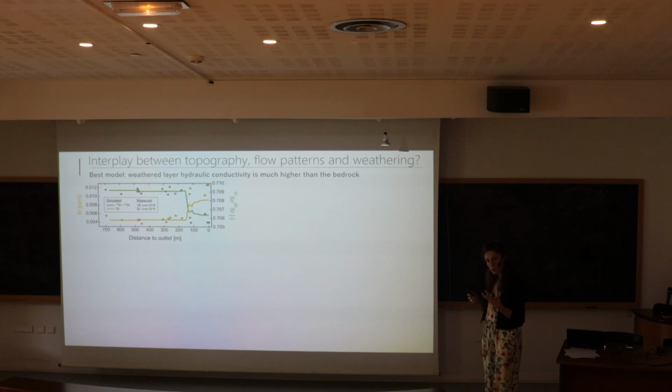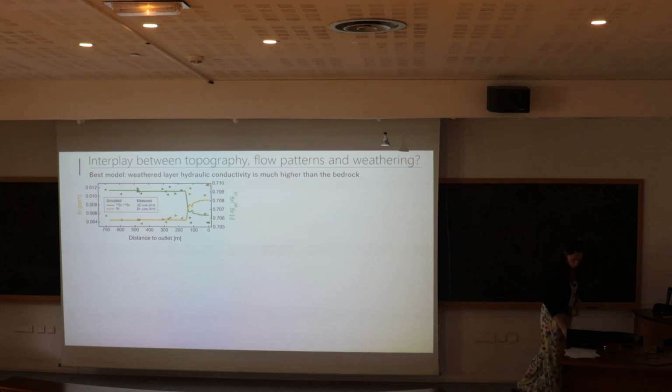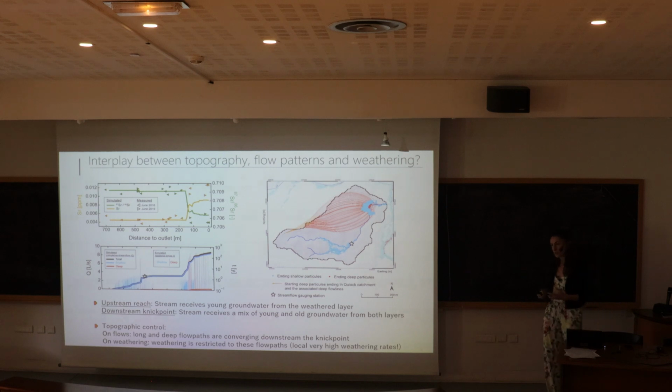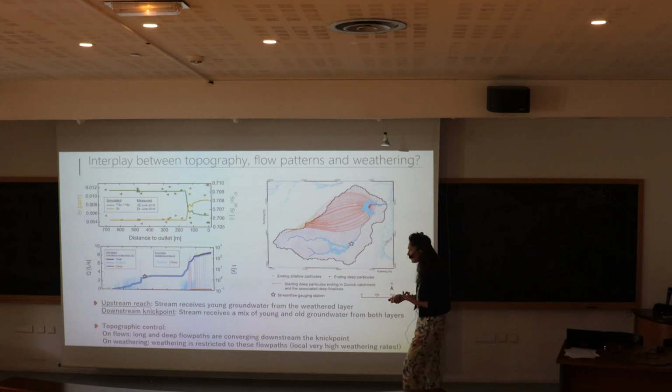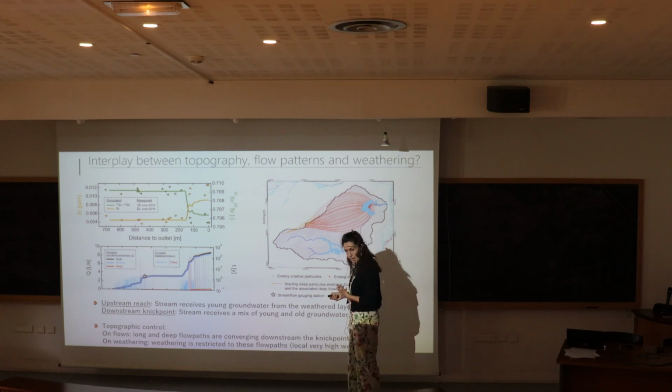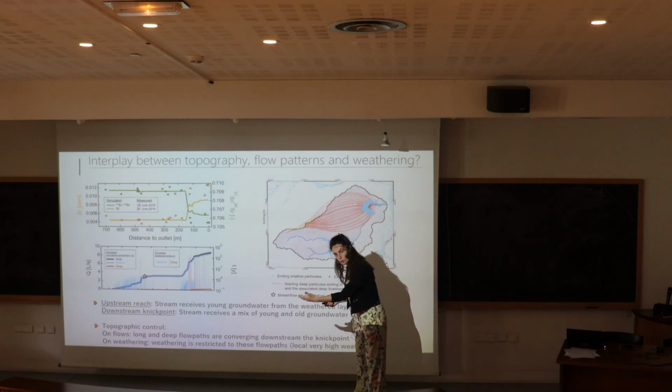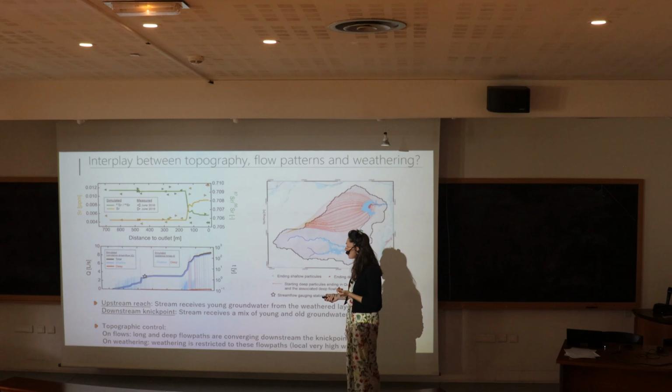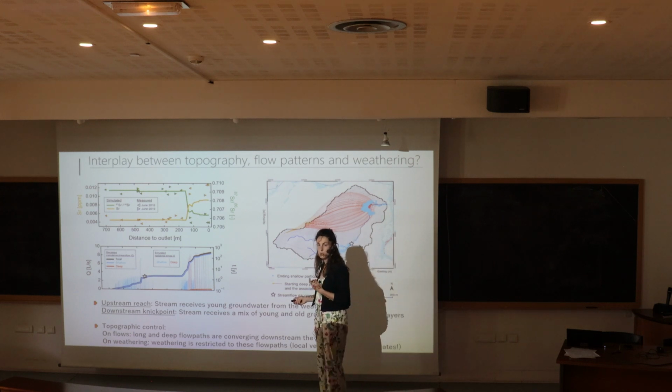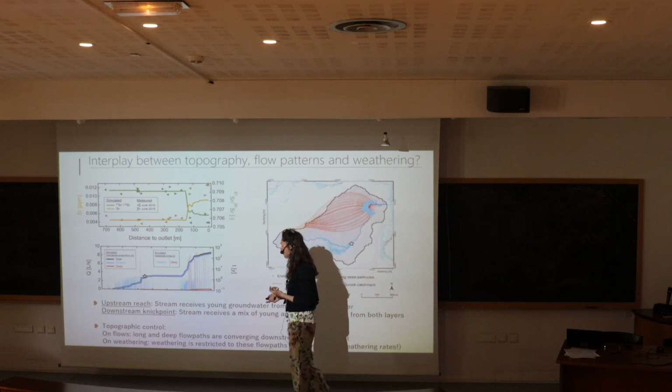To better understand what we learn, here is the result for our best model, which is the one that I've shown you before, where we have a good match on the isotopic composition of the river. Here are the results that we can only get with the model. The first thing you can see is that the flow rates change along the stream. We simulate an increase of the flow rate here and then a huge increase of the flow rate just downstream of the knickpoint, which is what we observed before.